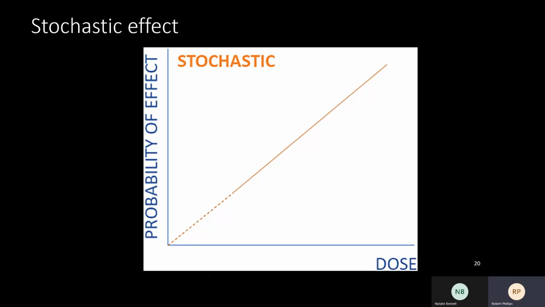And here is a graph of stochastic effect. Again, the y-axis is the probability of effect, and the x-axis is dose. You can see there is no threshold dose, and the probability of the effect increases with the dose. X-ray protection is to protect us from the stochastic effect and not the deterministic, because in diagnostic radiology the dose is extremely low to cause a deterministic condition.